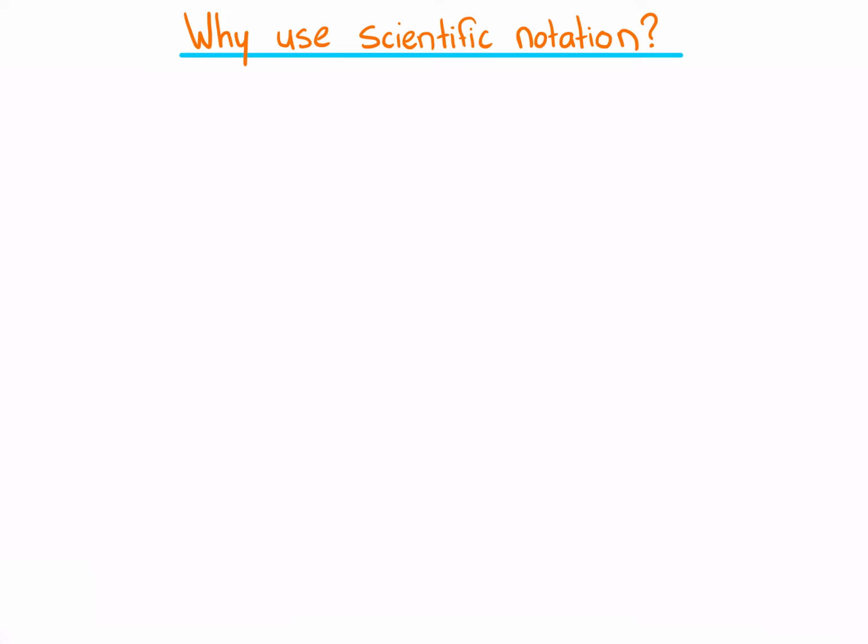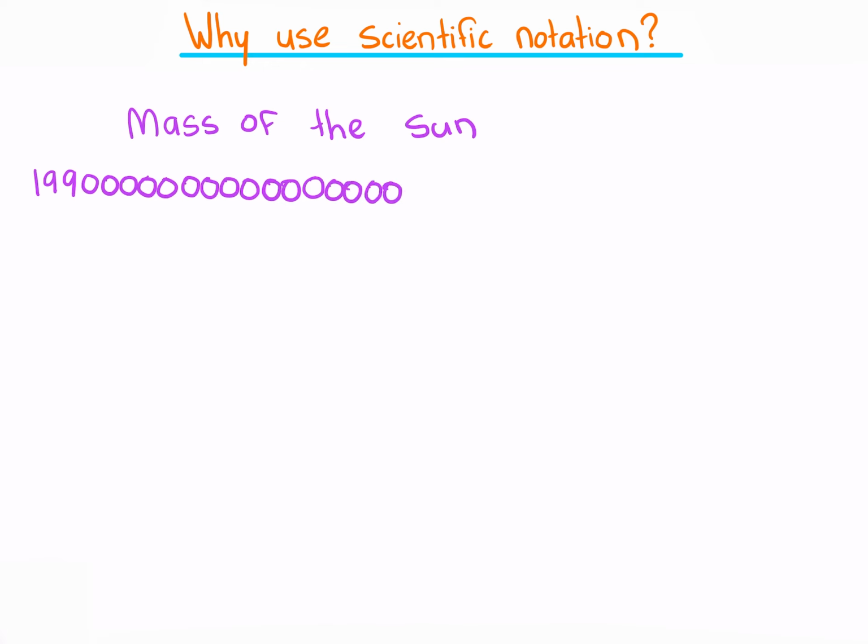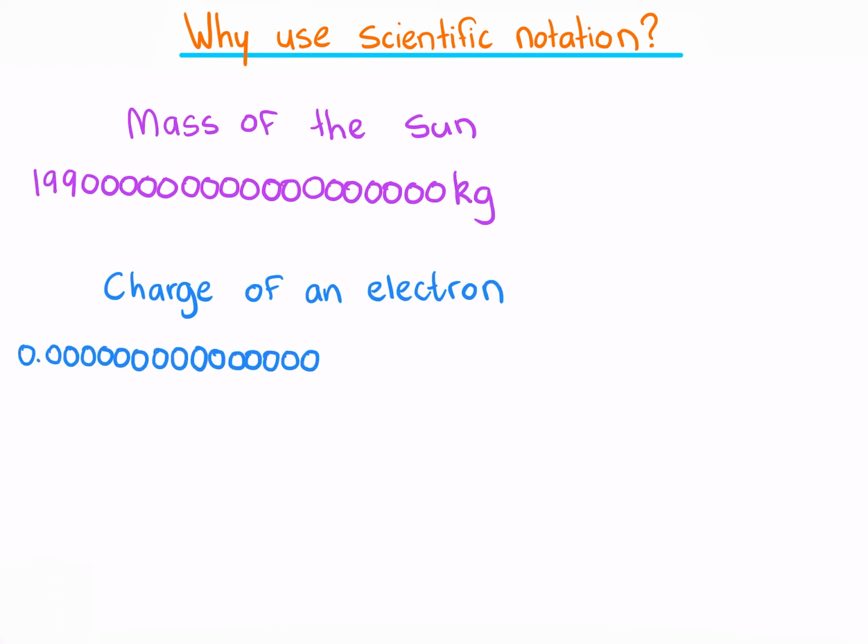In this video, I'll be attempting to explain scientific notation. Let's start with why it exists. Consider the mass of the Sun, an inconveniently large number to write. If only there was an easier way. Let's now consider the charge of an electron, which, once again, is pretty inconvenient to write.